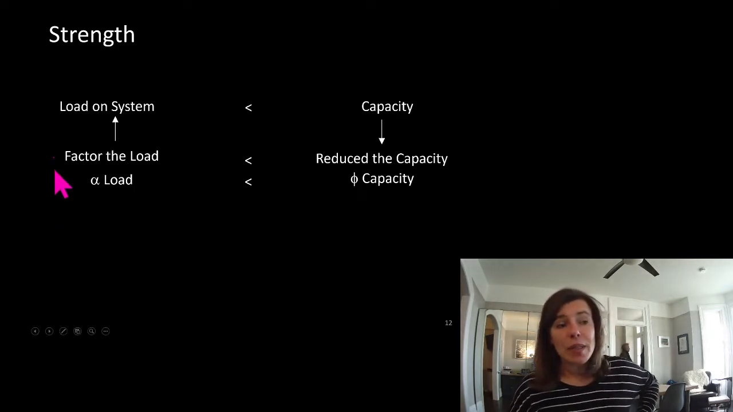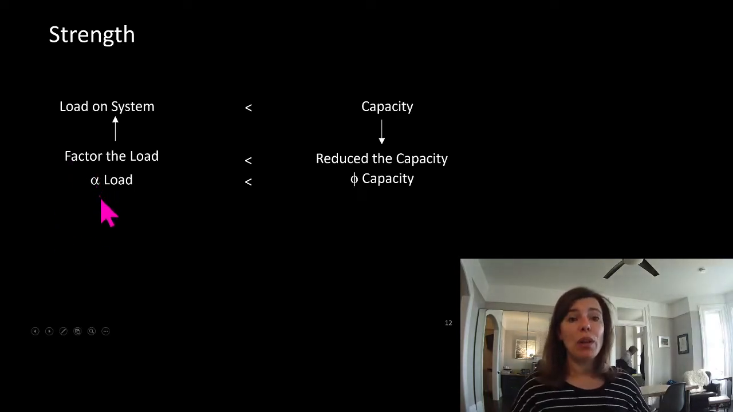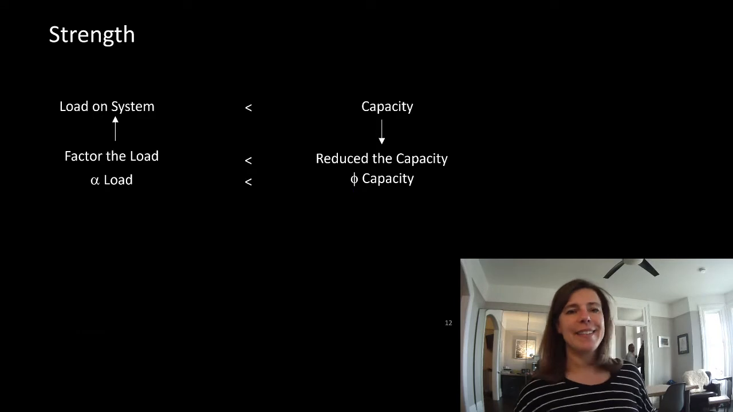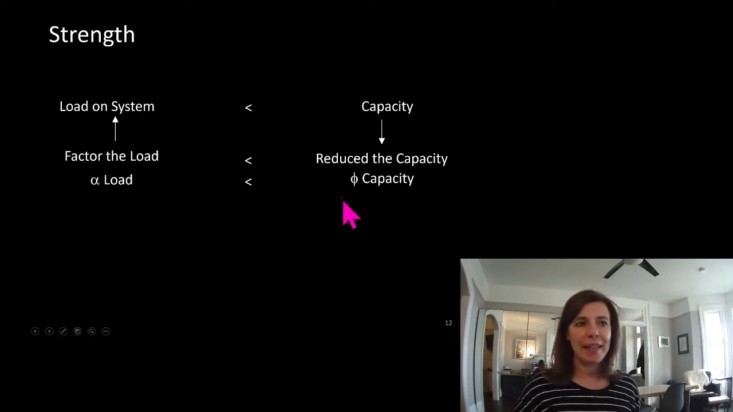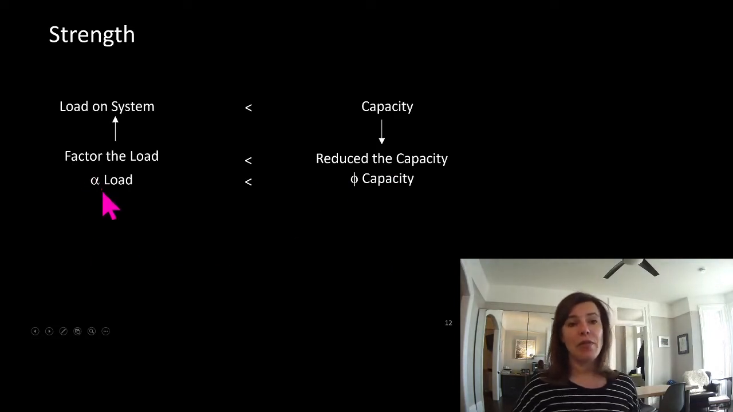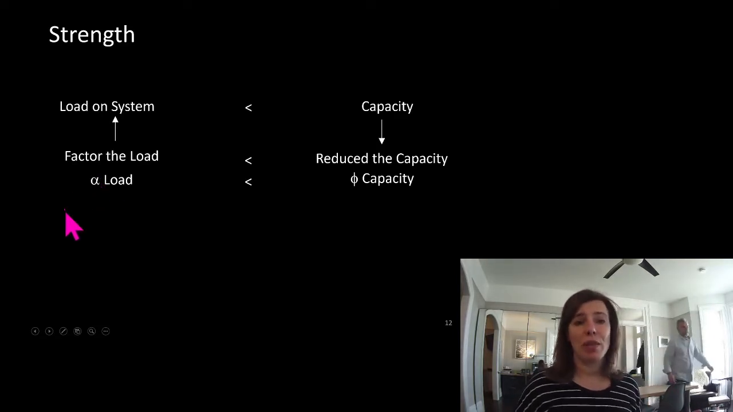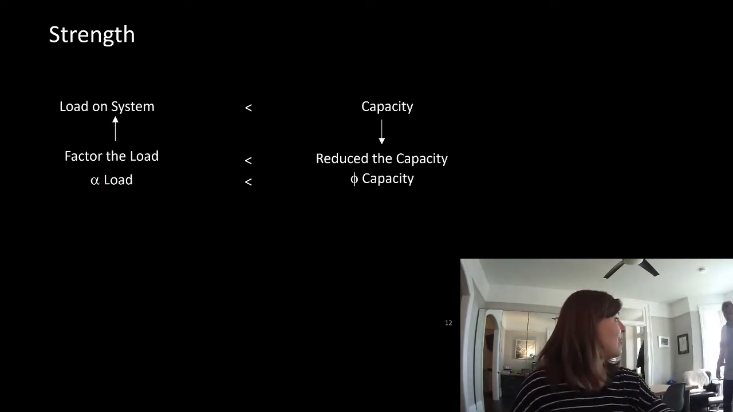We like symbols, so we'll use this symbol for load factors, and we'll use this symbol for load reduction factors. I know, we like to reuse our words, and it's a total pain. But if you see this, we're talking about reducing the capacity. And if you see this, it often means we're factoring up the load. We don't write this too often, because I'm going to show you what those load factors are right now.